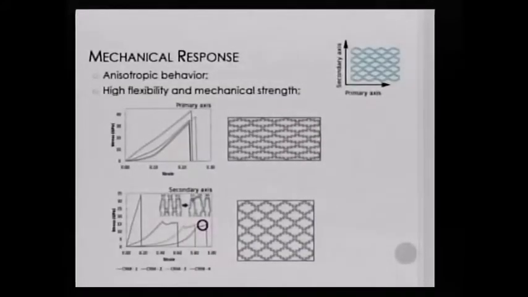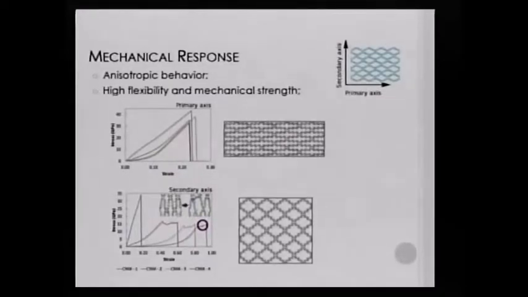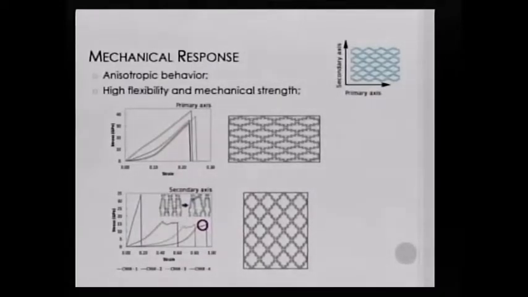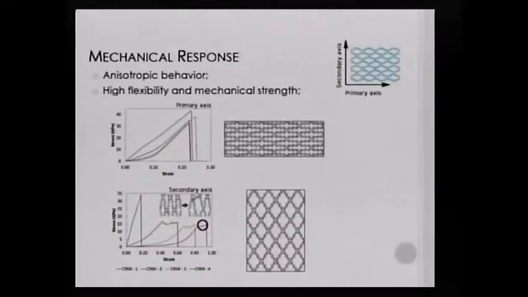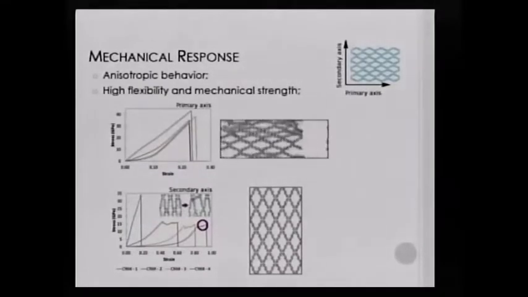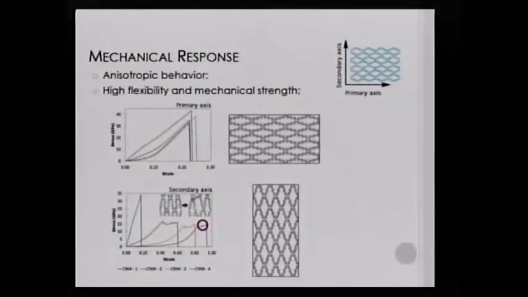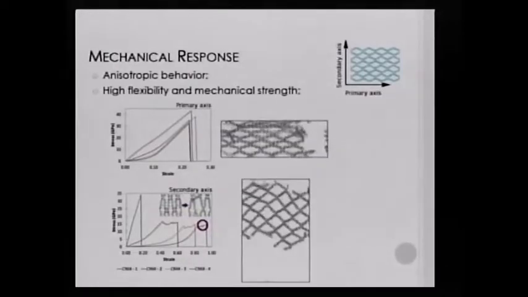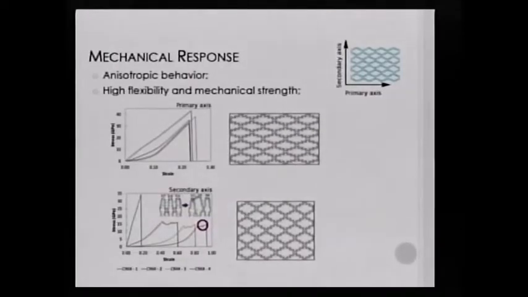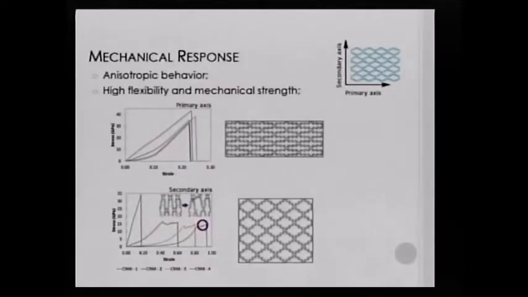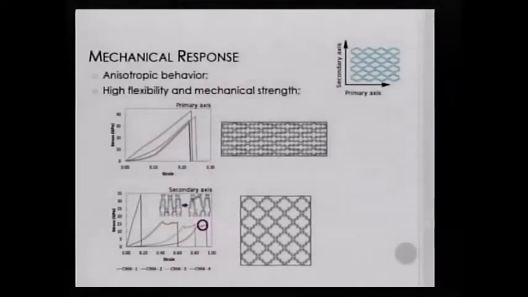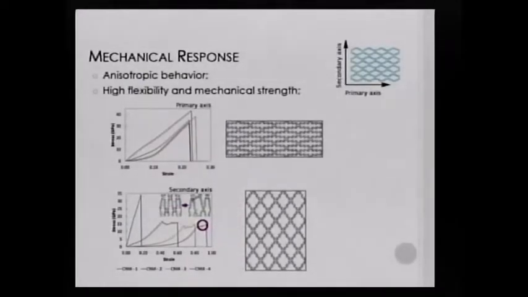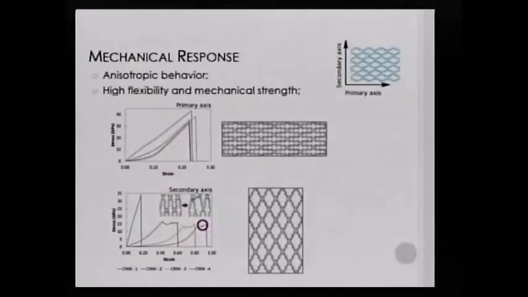Here we have some animations which show the mechanical response under tensile strain. We can see that these materials show a very anisotropic behavior: when strained in different directions, they show very different mechanical responses. In the first case, when the primary axis is strained, the structures tend to shrink in the opposite direction a great deal, and eventually they fracture. In the secondary axis, there is a great deal of deformation that we can achieve, as we can see in the charts.